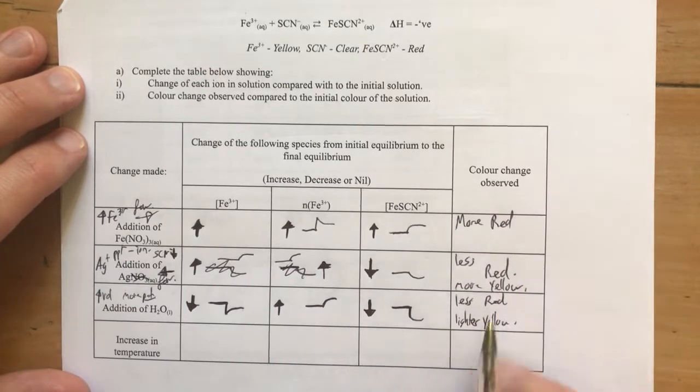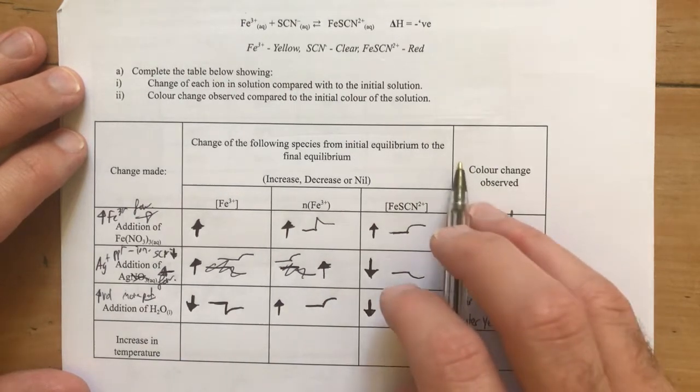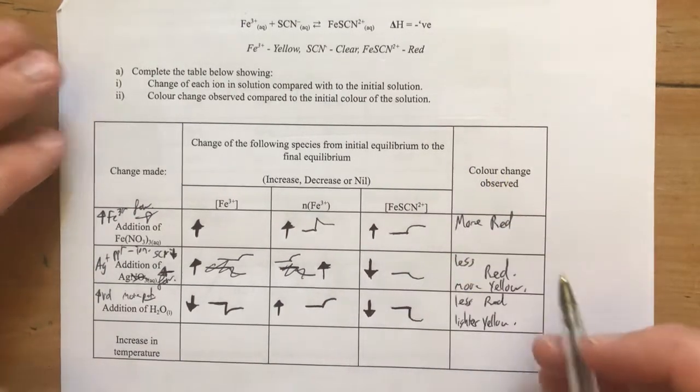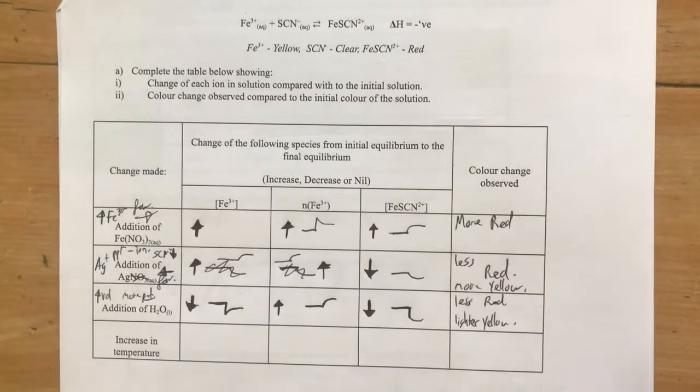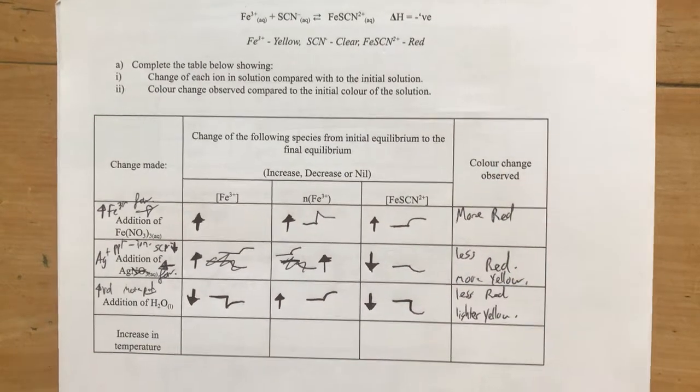Lighter yellow. Notice I've got less, more, and lighter or darker. These are the colour changes. I'm not just saying it became red, I'm saying more red or less red in terms of my colour change, and so on and so forth.